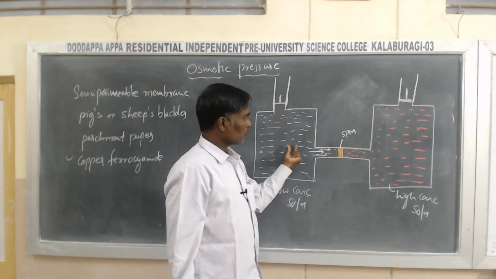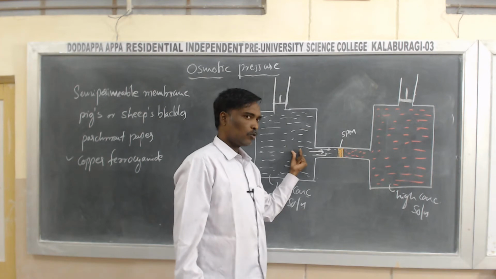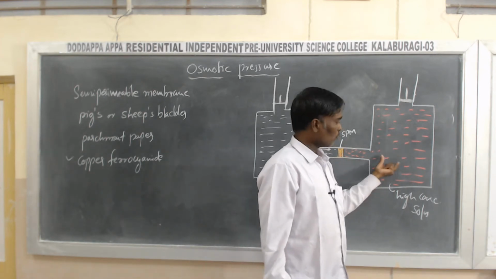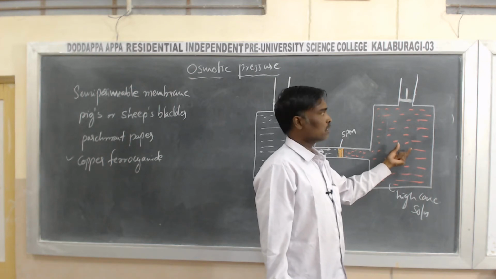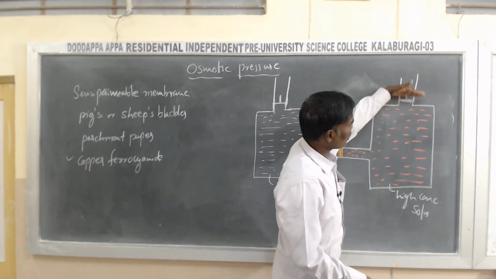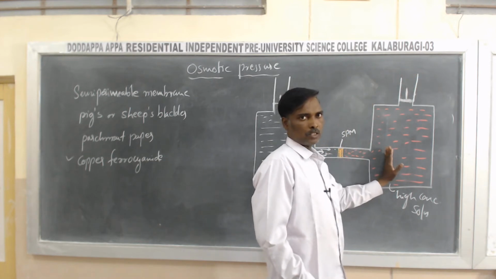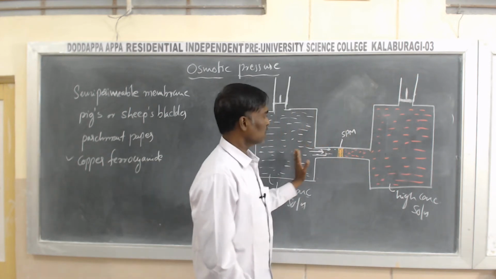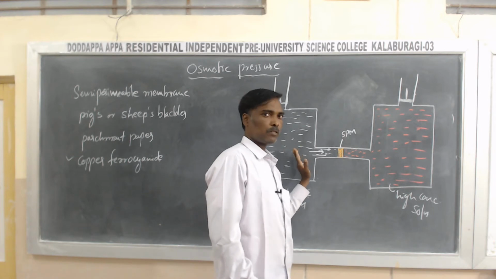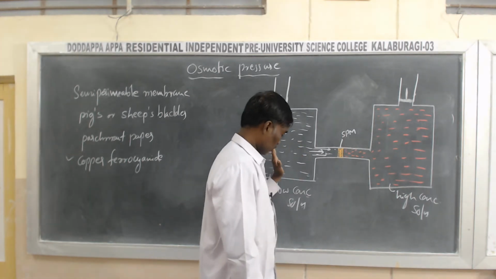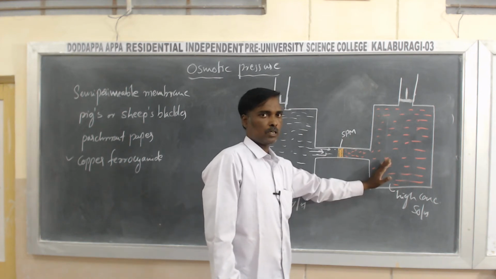Now, when the flow of water takes place from low concentrated to high concentrated, the volume of the solution rises so that the piston moves upward. That shows that osmosis takes place. So what does that indicate? It indicates that the flow of the solvent takes place from low concentrated to high concentrated.